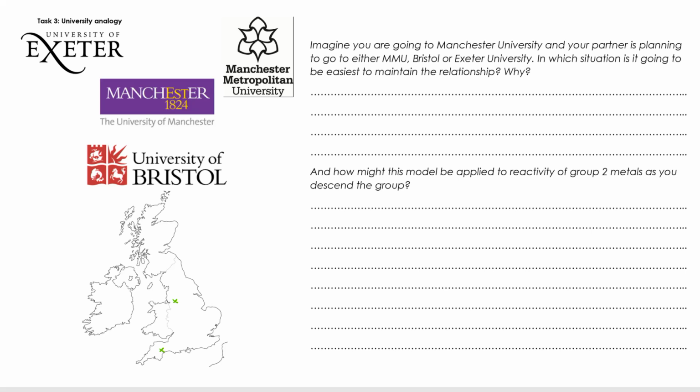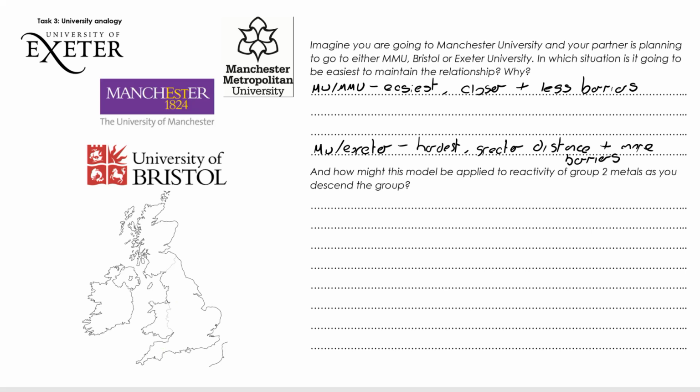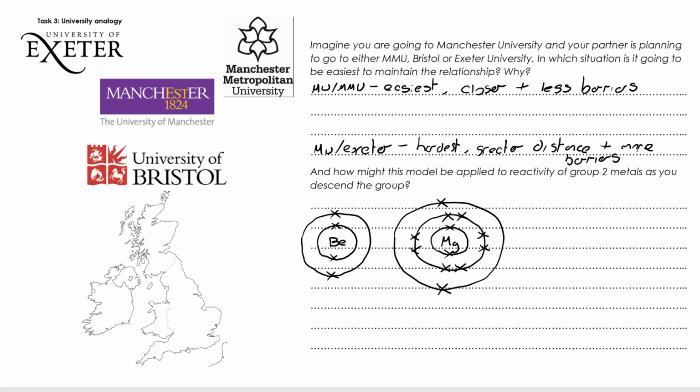Okay, let's now try and rationalise it and bring the two together. So, Manchester University and MMU is by far the easiest to maintain the relationship because you're closer and there are less barriers. Manchester University to Exeter is hardest. There's a greater distance and there are more barriers. Now let's bring it to the chemistry. Beryllium might be Manchester and Manchester Metropolitan University. Magnesium might be Manchester and Bristol.